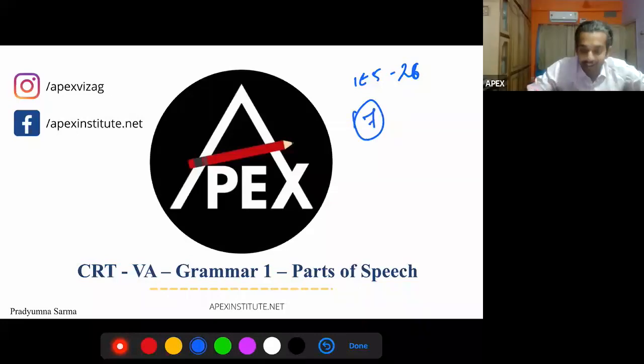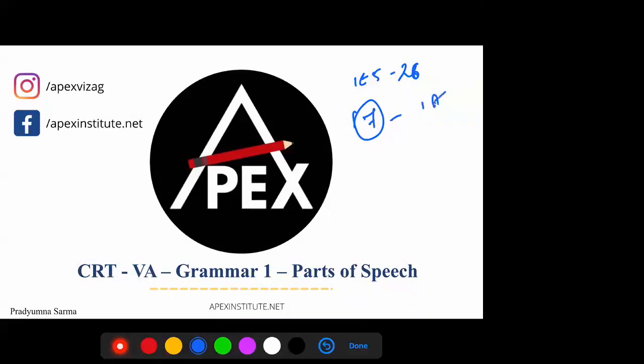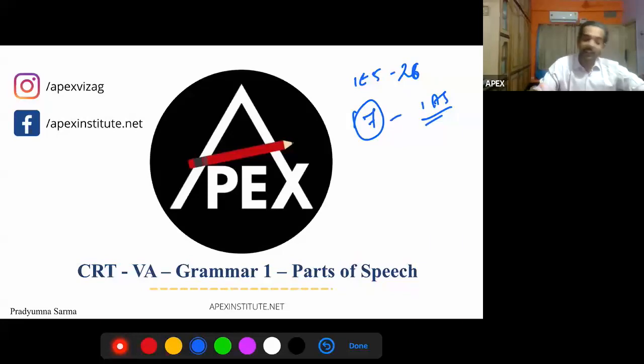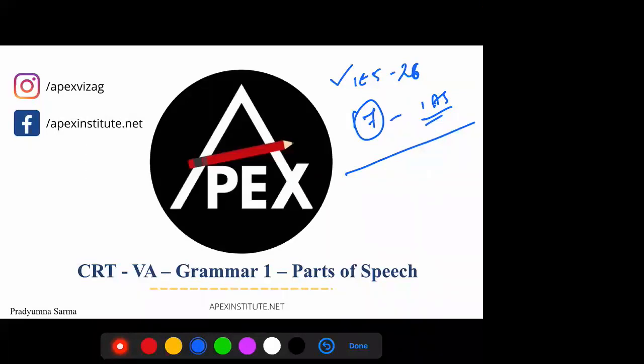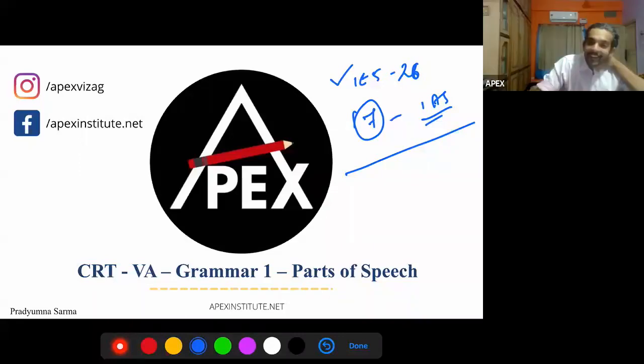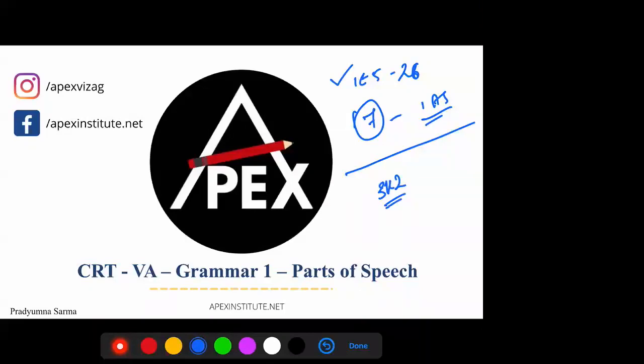People are telling me 7. Remember, all 7, no, they should crack IAS. Okay, I'll change the question. By the way, the number of letters are 26 only. How many alphabets are there in English? 254 says 1 and 3K2. What do you say? How many are there?